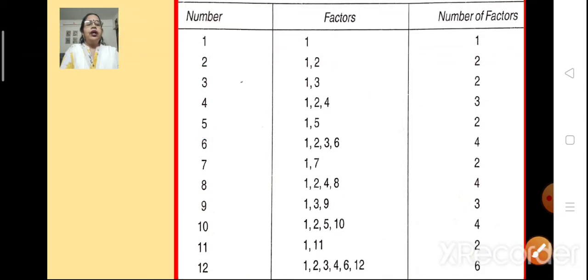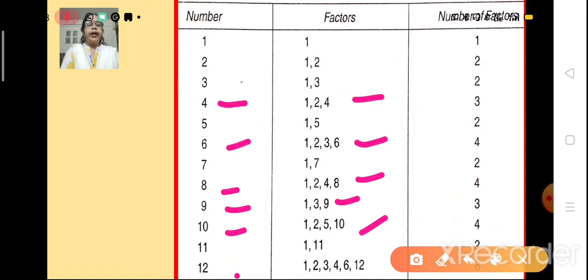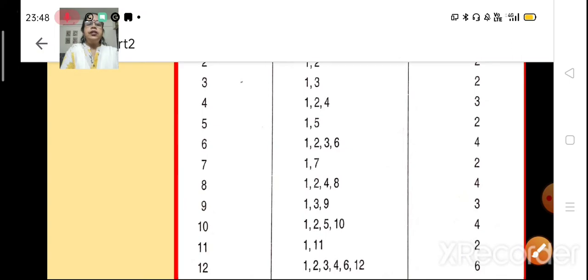The numbers like 4, 6, 8, 9, 10 and 12. Can you see that these numbers have more than two factors? In case of 4, we have three factors, 1, 2 and 4. In case of 6, there are 4 factors. In case of 8 also we have 4 factors. In case of 9, there are 3 factors. And in case of 10, we have 4 factors. And in case of 12, we have 6 factors. So all these numbers which have more than 2 factors are known as composite numbers.